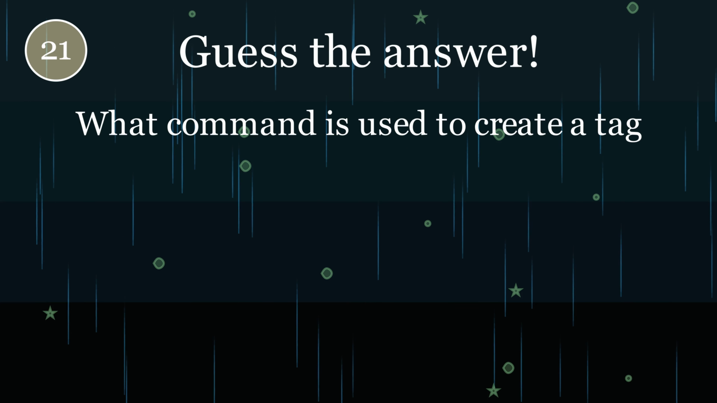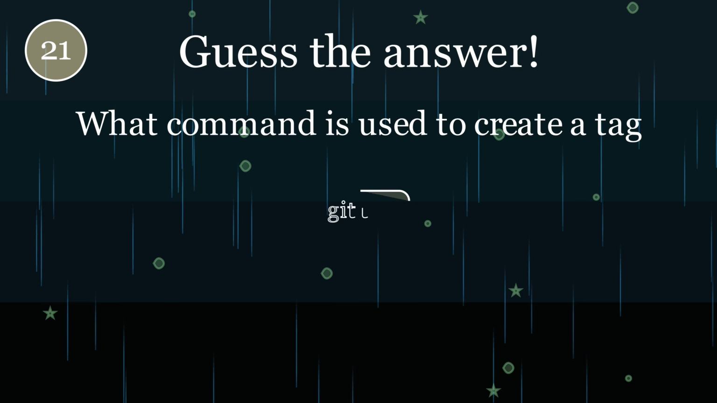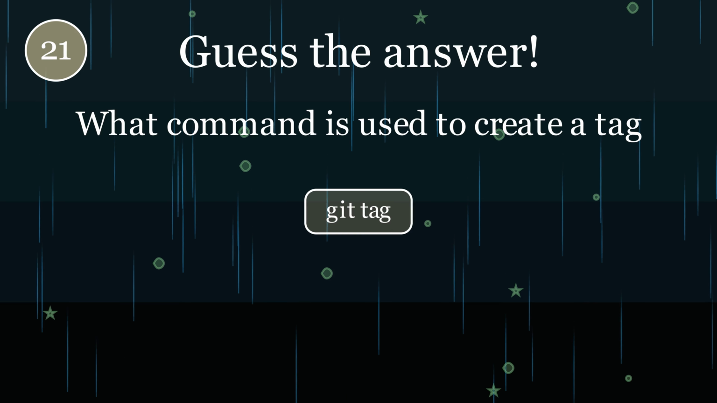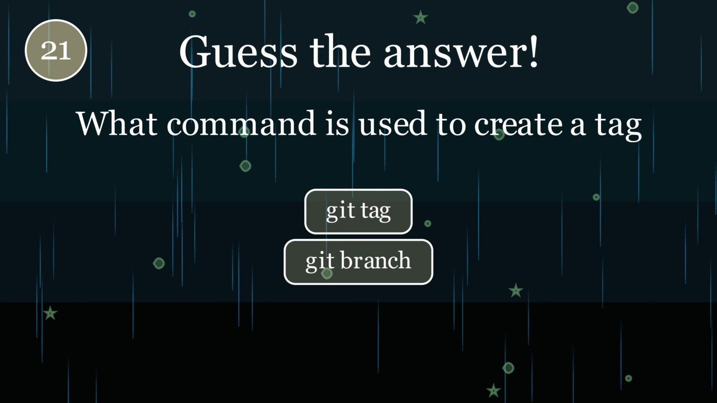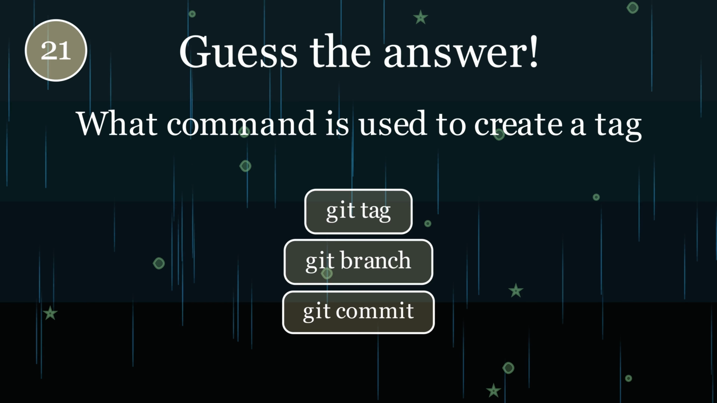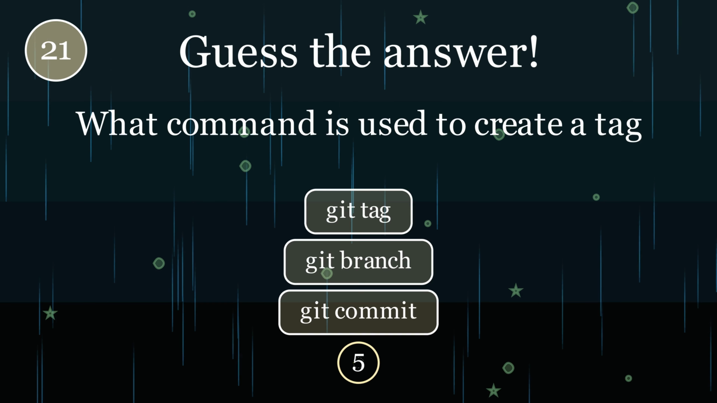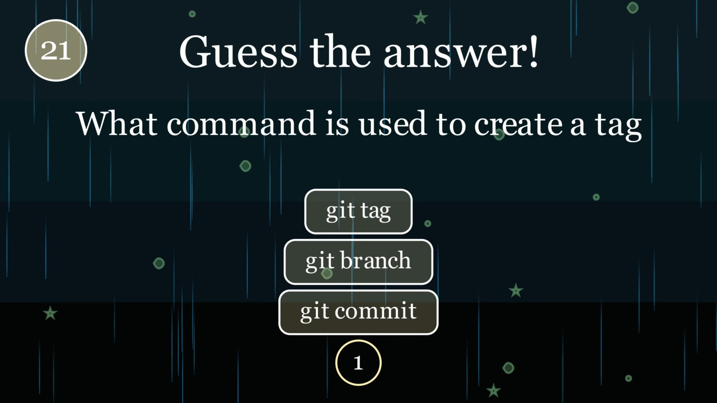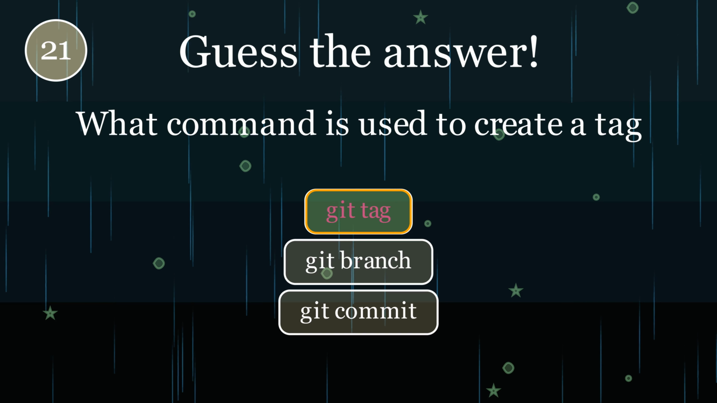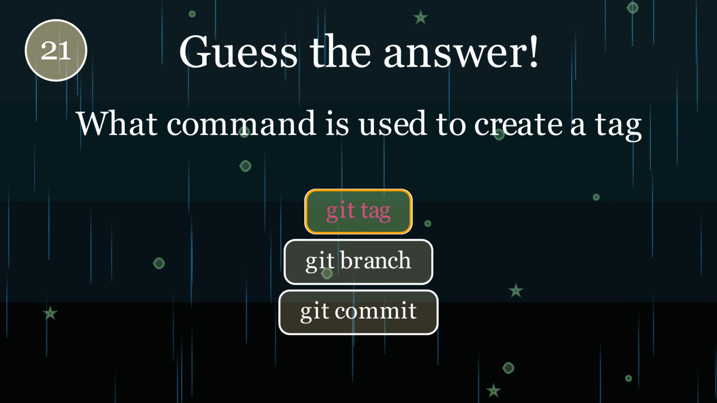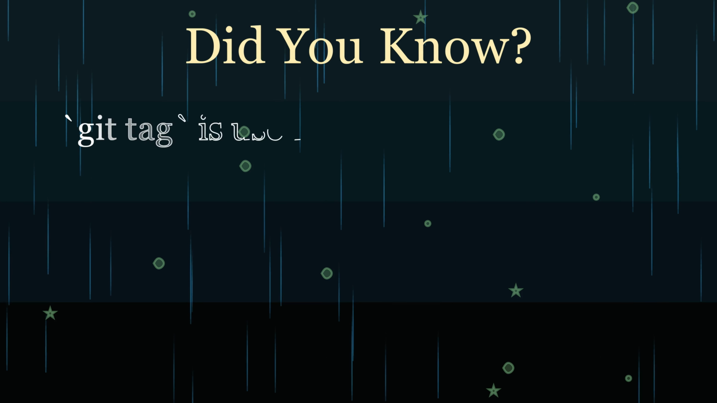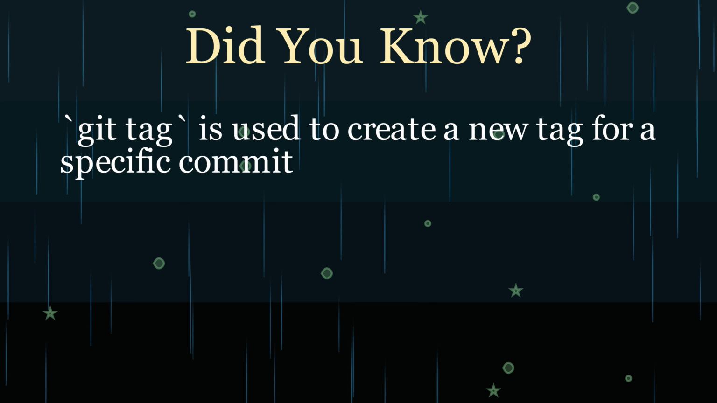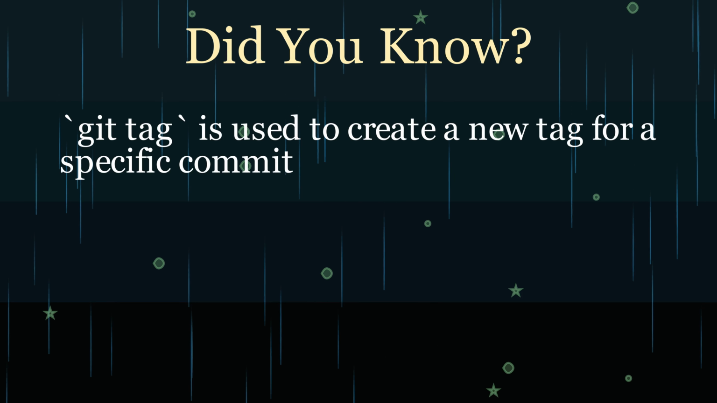What command is used to create a tag? Git tag. Git branch. Git commit. The correct answer is git tag. Let's learn something new. Git tag is used to create a new tag for a specific commit.